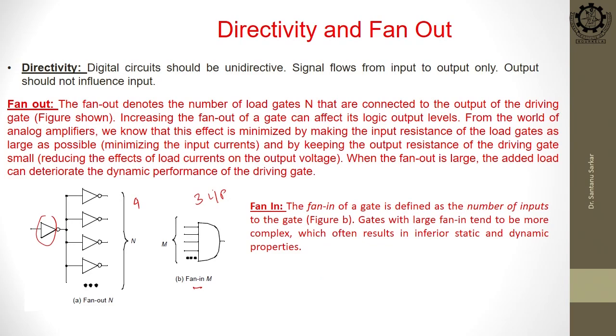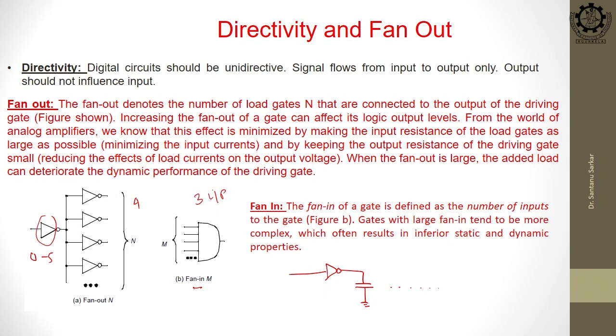In case of fan out, what will be your problem? Your voltage is fixed, say 0 to 5 volts. Not clear, because you are driving a gate, so the signal strength will be decreased. Because what is happening, this is your logic gate and this is your load. If you have more fan out, these caps come in parallel, meaning they add up.